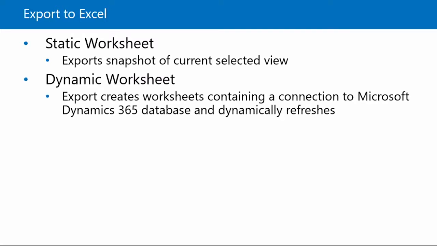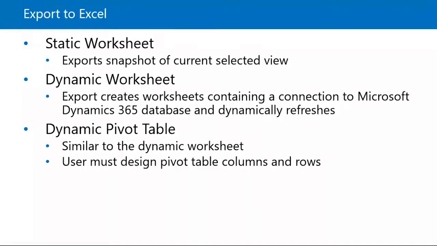Then we also have a dynamic worksheet. With a dynamic worksheet, you can export a query with a link back to the Dynamics 365 environment. This type of export causes the data to be loaded dynamically from Dynamics 365, providing Excel data that is always up to date without having to manually refresh it. Now, it's important to note that dynamic exports require a connection back to the Dynamics 365 environment and appropriate permissions. Additionally, they export all the records that are matched to the query.